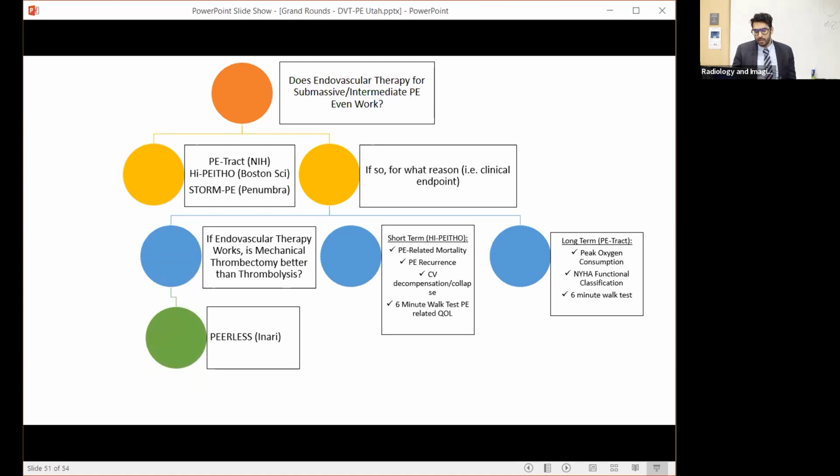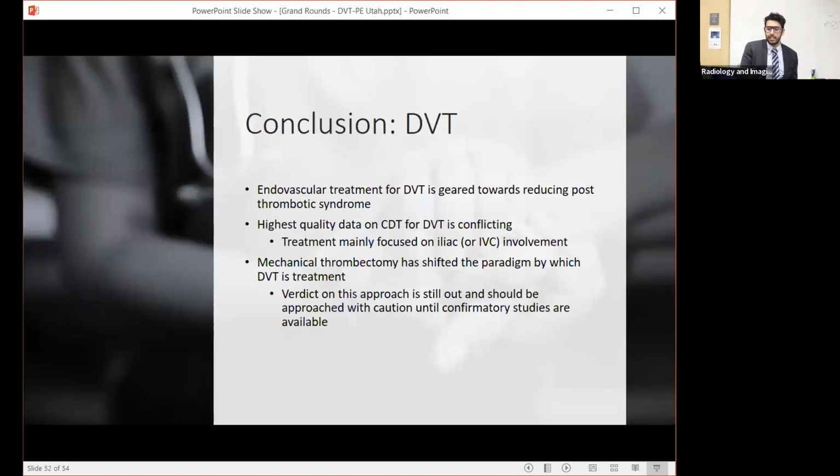I'll conclude here, talking about DVT. To reiterate, endovascular treatment for DVT is geared towards reducing post-thrombotic syndrome. The highest quality data on CDT for DVT is unfortunately conflicting. For that reason, we carefully select patients who have iliac or IVC involvement and will benefit the most. They tend to be young and have good prognosis. As I've mentioned, mechanical thrombectomy has shifted the paradigm for how DVT is largely treated. The verdict on this approach is still out, and I caution people to approach it carefully until we get those confirmatory studies. But there are a lot of intuitive reasons for why it works.